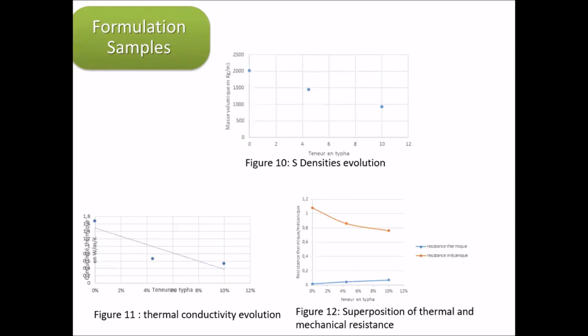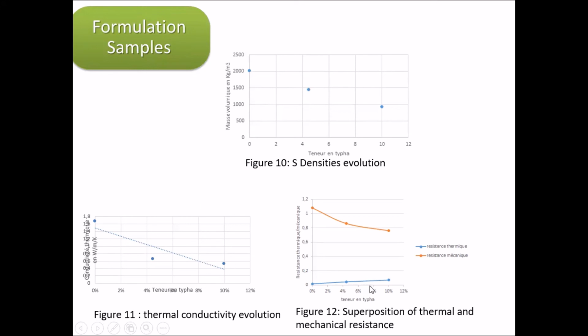And the next result is the density of the composite materials. For soil alone, we can see the density is very high, and if we add Typha australis, the density also decreases. And this same phenomenon is seen for thermal conductivity. When we add more Typha australis, the thermal conductivity also decreases.